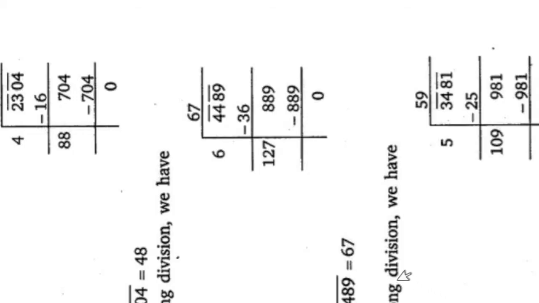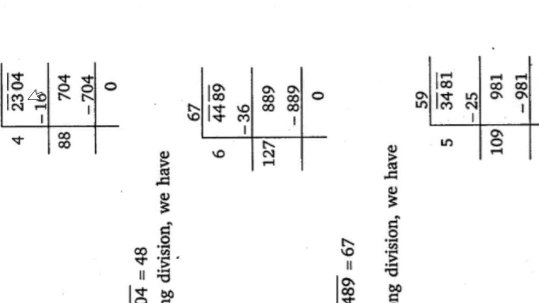Exercise 6.4, question number 1. We have to find the square root of each of the following numbers by division method. Here the number is given, 2304. Now, we will pair the numbers right from the unit place. So, these two numbers make one pair and these two numbers make one pair.